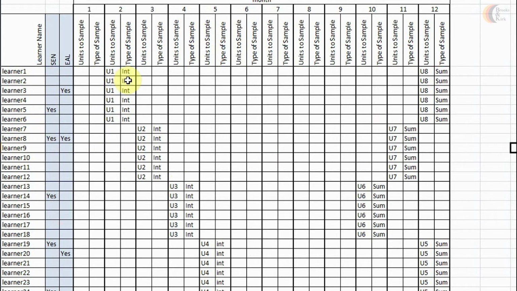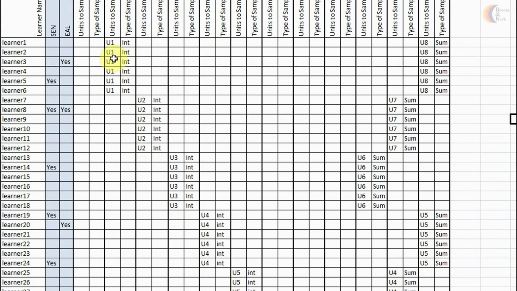So learners 1 to 6, straight away, within the first quarter, which could be the first term, I will be doing an interim sample of their Unit 1, just to check that everything is going as it should be. You'll notice for those learners, right at the end, I'll be doing a summative sample of Unit 8, so all the work will be completed then.